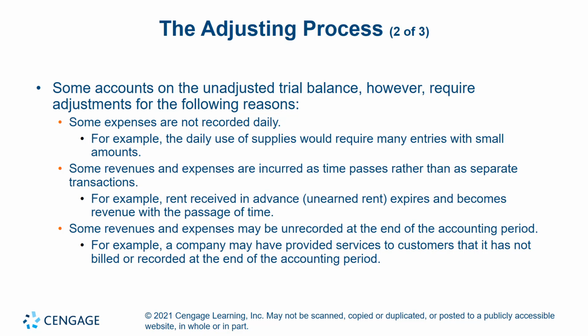Some revenues and expenses may be unrecorded at the end of the accounting period. For example, utilities or wages. Let's say utilities, there's an electric bill. The electric bill is incurred in the current period, but the bill won't come until next month and payment won't be made until next month. However, this month it's incurred, so we need to record this entry of accrued expense for utilities.